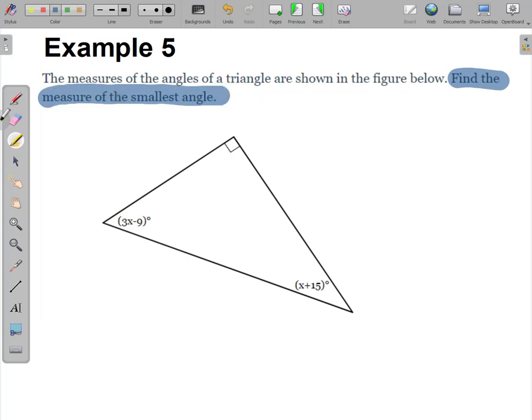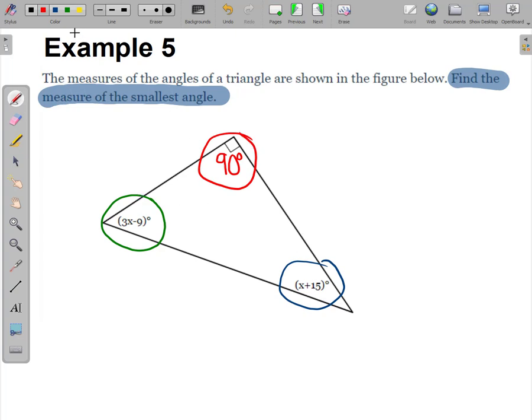And right now the only angle that I actually know is that this right angle has a measure of 90 degrees. I have to find out what x is, then I've got to substitute it to find out which of those is smallest. This is 90, these have to be smaller than it, because it has to add up to 180. I'm going to use green for this, I'm going to use blue for this, and if I add the red, the green, and the blue together, it should add up to 180 because it's a triangle.